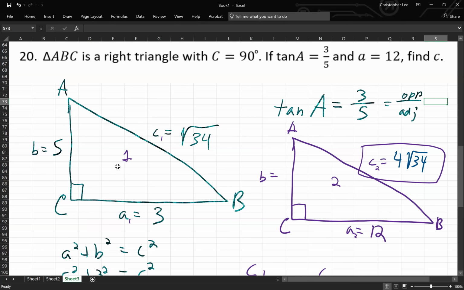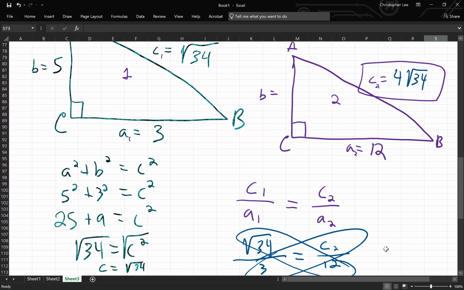Like, oh, no, square root 34, a squared plus b squared equals c squared. I know what I'm saying. Oh, the 4 square root 34? Use the proportions, right? So I said C1 over A1 is equal to C2 over A2. I just plug them in.